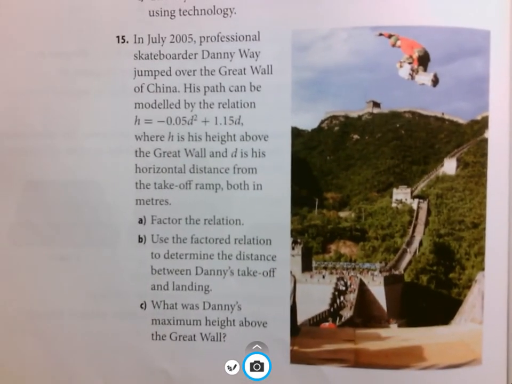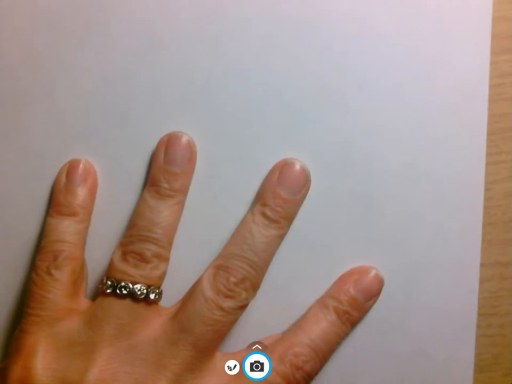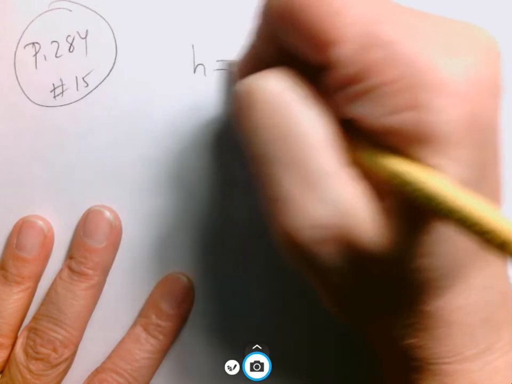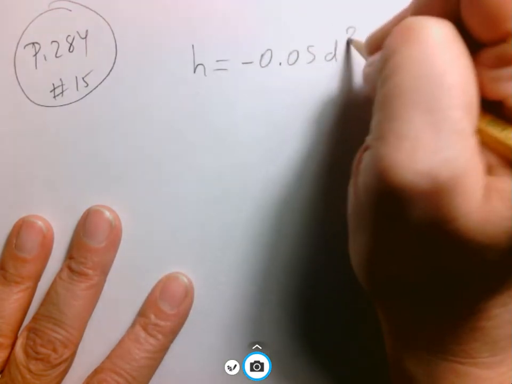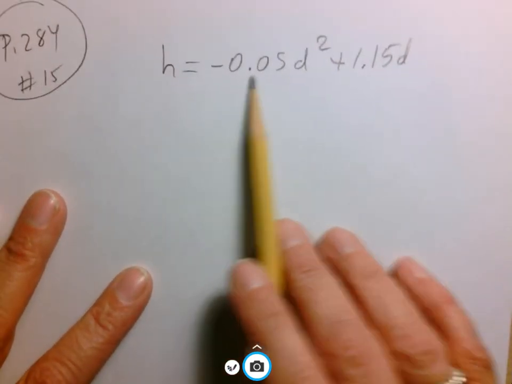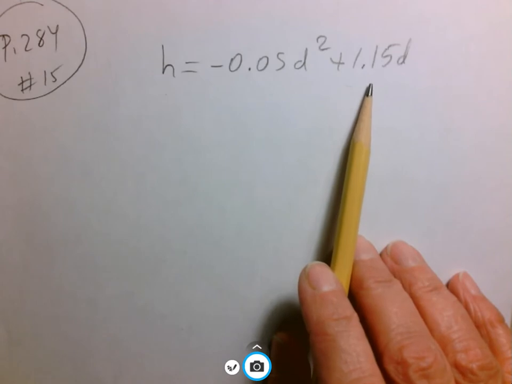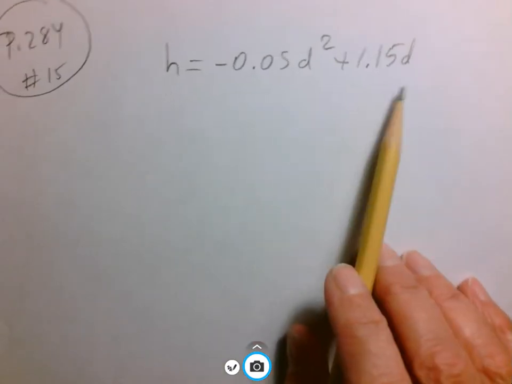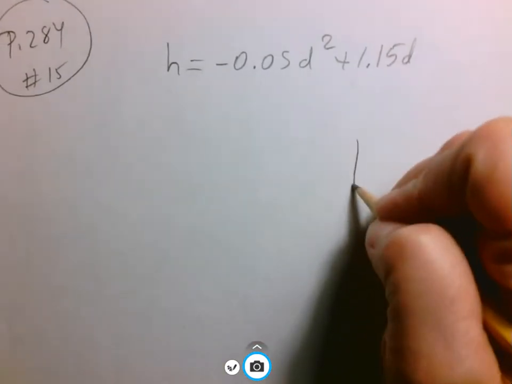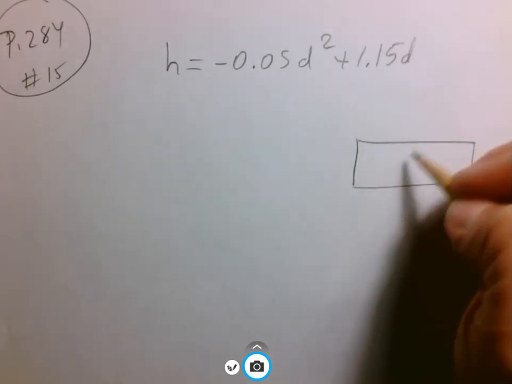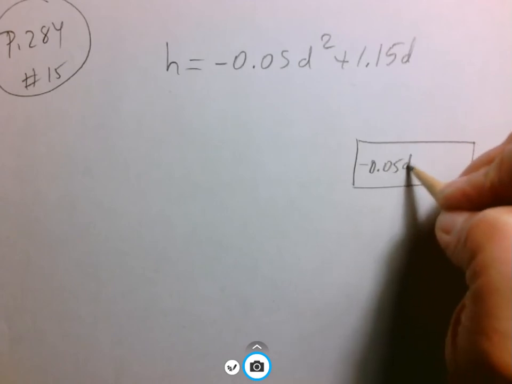Okay, so very, very similar question. The difference is that the equation looks a little different from the other one. Let's write the equation. H equals negative 0.05 d squared plus 1.15 d. And notice that this equation has only 2 parts to it, whereas most equations we've seen have 3 parts. So how do you factor it? When you only have 2 parts, you don't need the 2 by 2 window. You just need the 1 by 2 window.